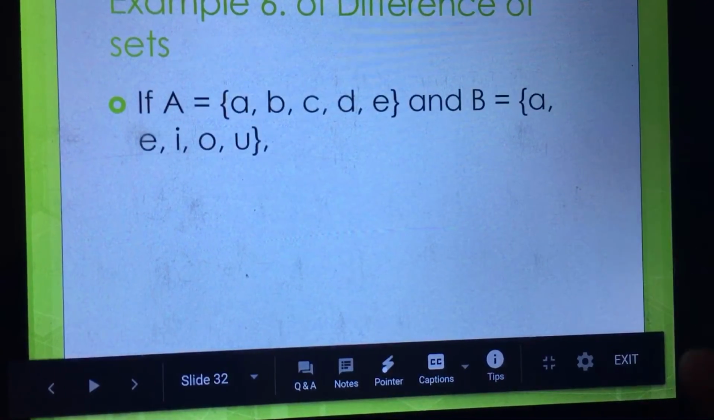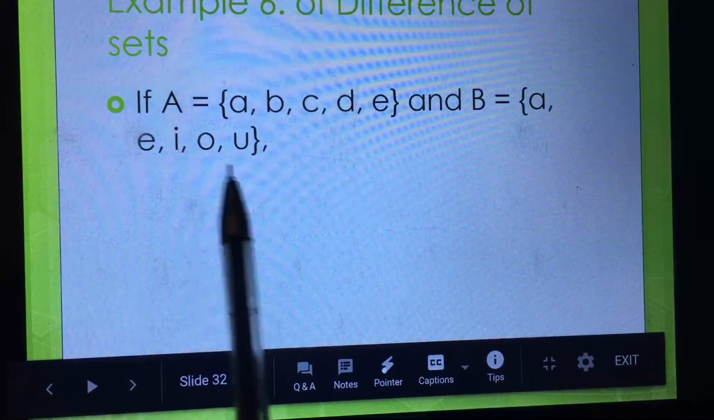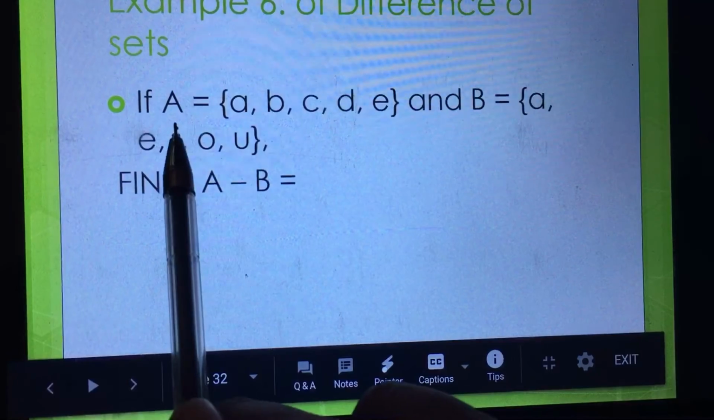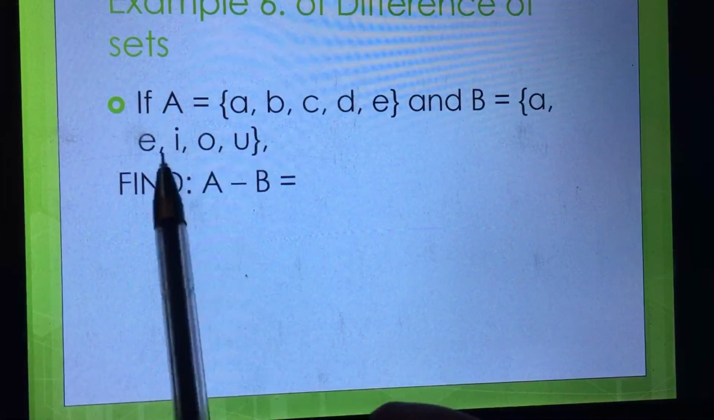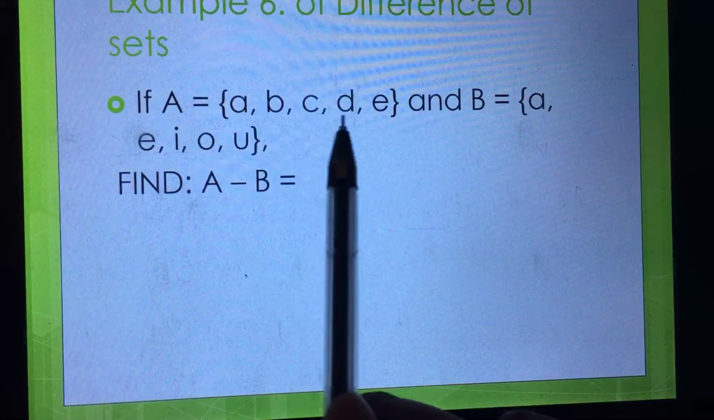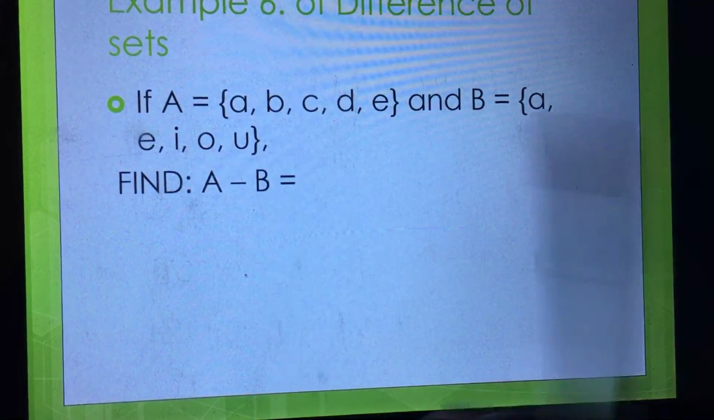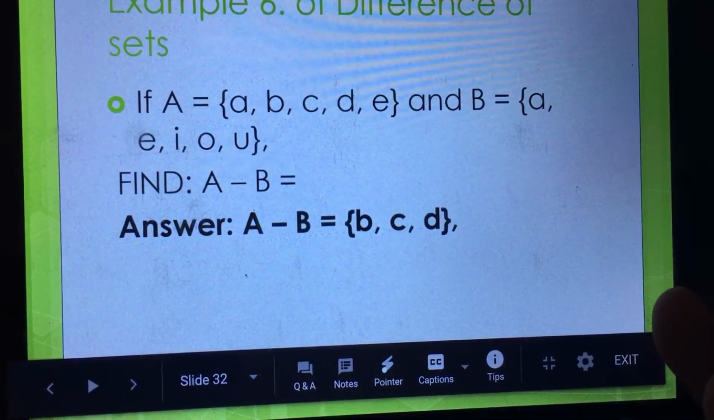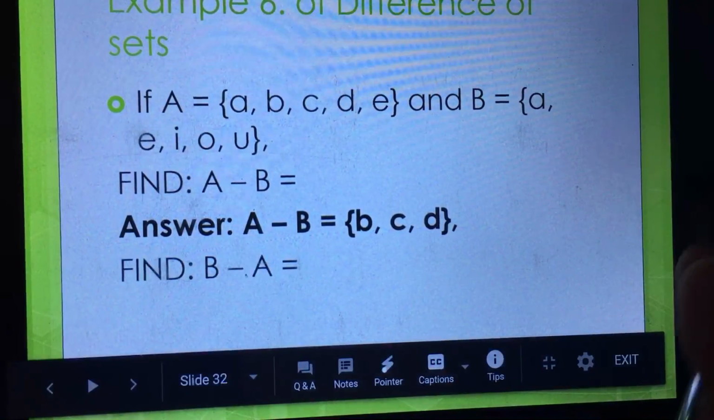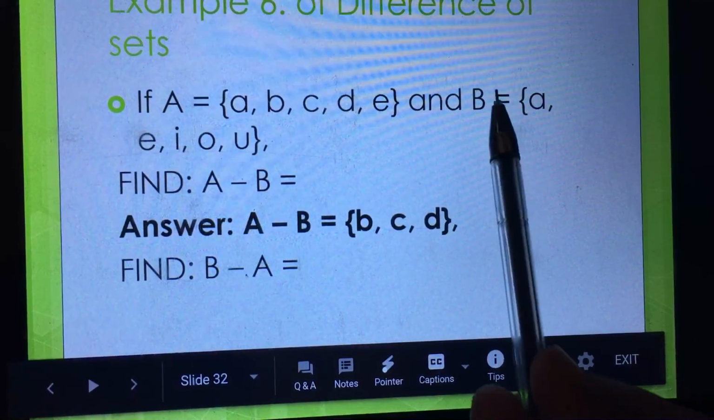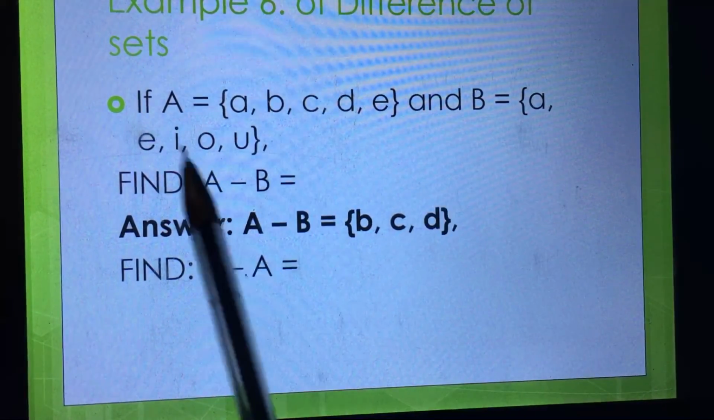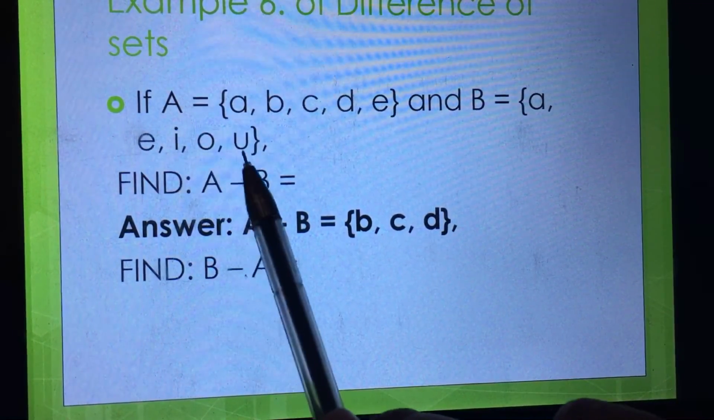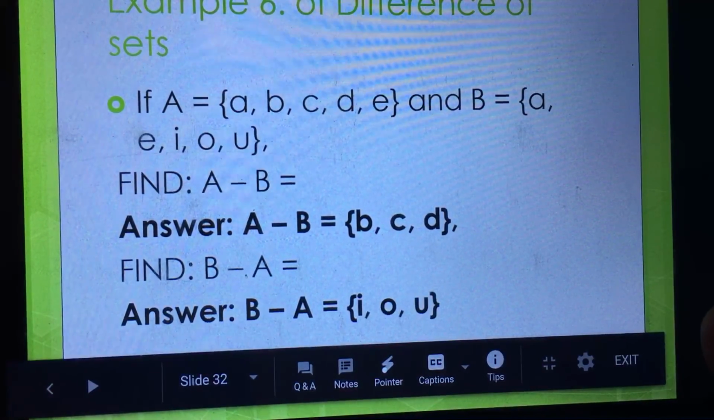Another example. We have A, B, C, D, E, and A, E, I, O, U. A minus B. Focus on A because A comes first. A cancelled. B, C, D. So, the answer is B, C, D only. Next, what about B minus A? What comes first? It's B. So, we will focus on B. A, E, I, O, U. A cancelled. E cancelled. What remained is I, O, and U. So, therefore, I, O, and U is the answer.